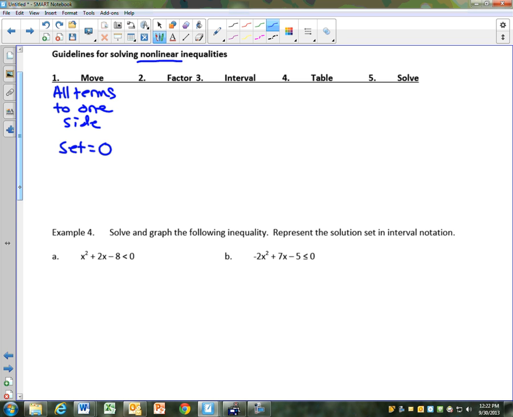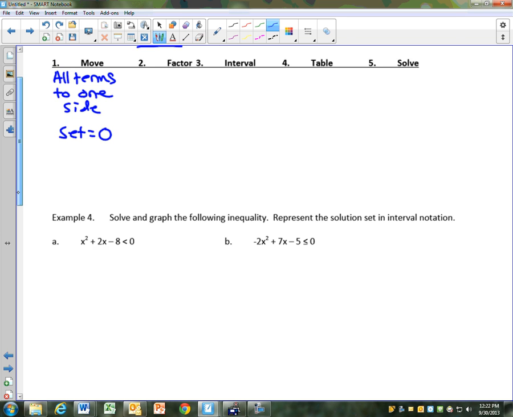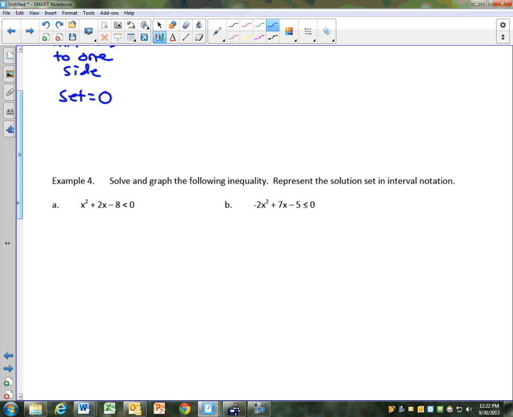So, the second step is to factor. Does x squared plus 2x minus 8 factor? x plus 4, x minus 2, less than 0.